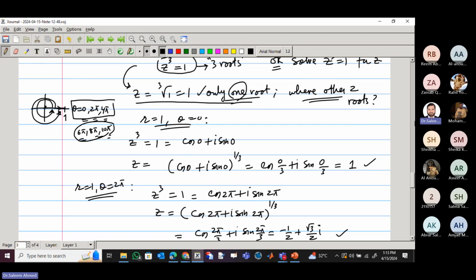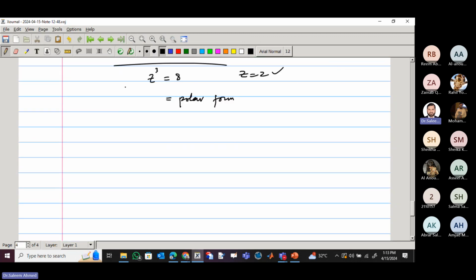If you are having, let's say, z to the power 4, and you want to find the fourth roots of unity, then I will pick the first 4 values of theta, whatever they are. One has 0, 2 pi, 4 pi, and I will take 6 pi as well because I have to complete 4 roots. So I will take the first 4 values of your argument.